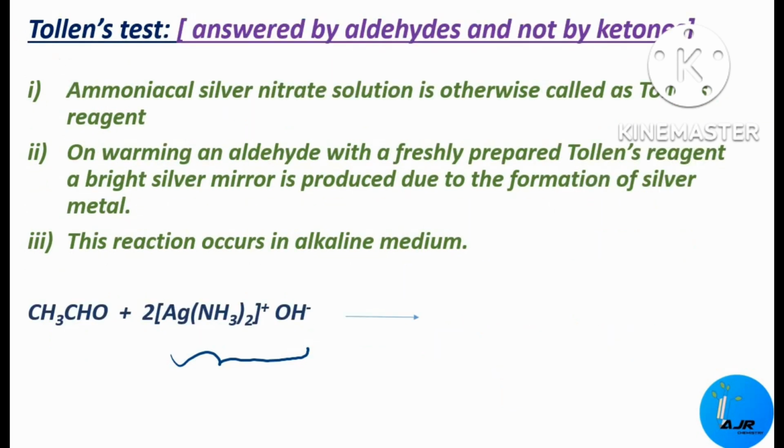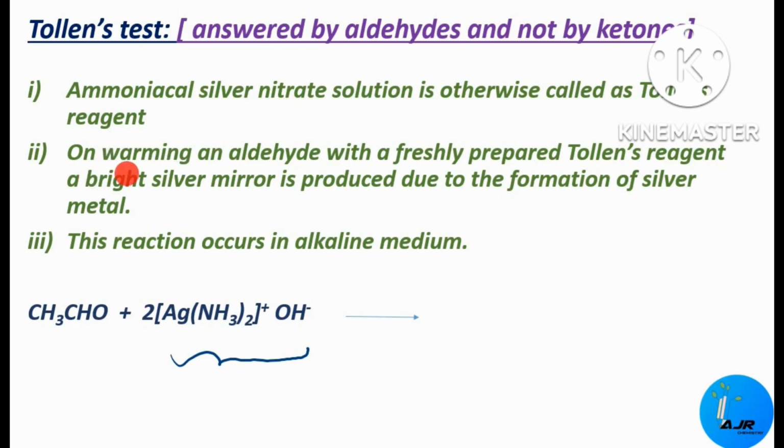Understood, students? The next test is the Tollen's test, and this Tollen's test is also answered only by aldehydes and not by ketones. So Fehling's test and Tollen's test are the best tests to distinguish aldehydes from ketones. What do we mean by Tollen's reagent? Ammoniacal silver nitrate solution is otherwise called Tollen's reagent.